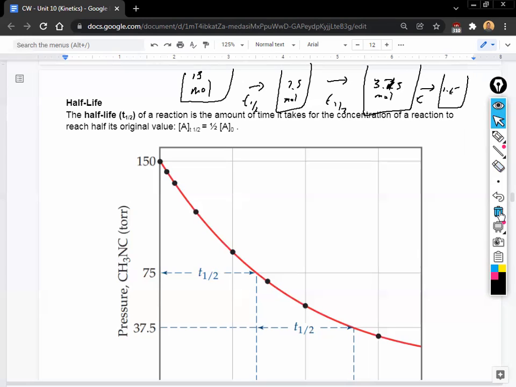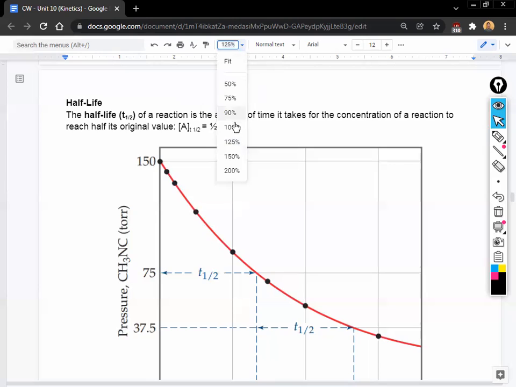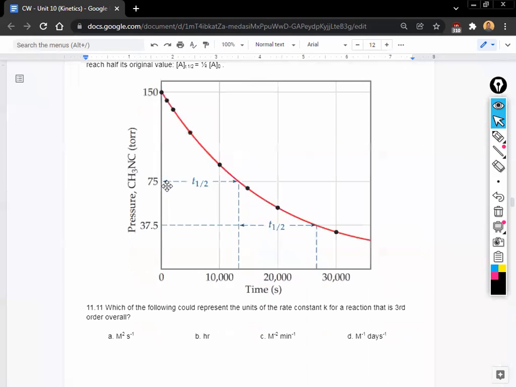Okay, so we have a nice little graph here showing us concentration. The first half-life is how long it takes for the original concentration to go down by half. The second half-life is how long it takes that one to go down by half.